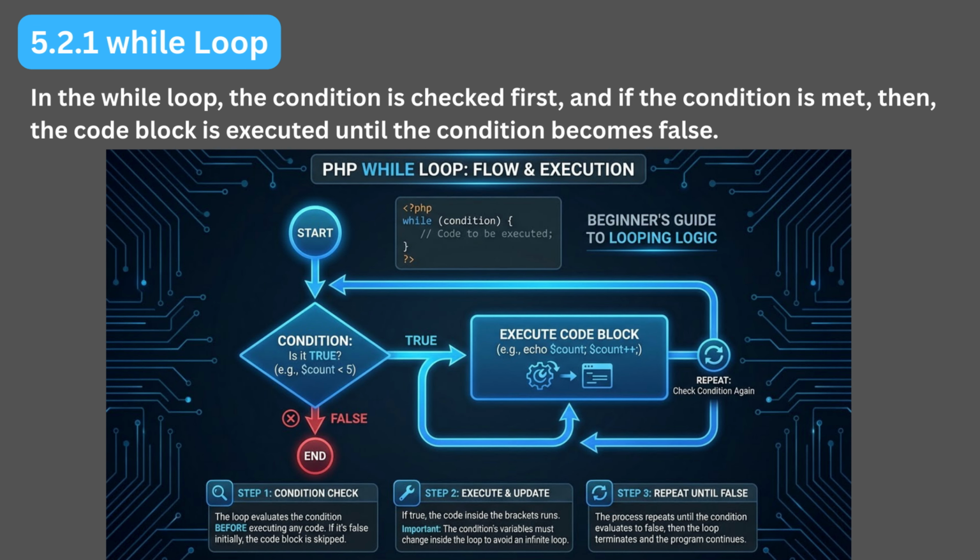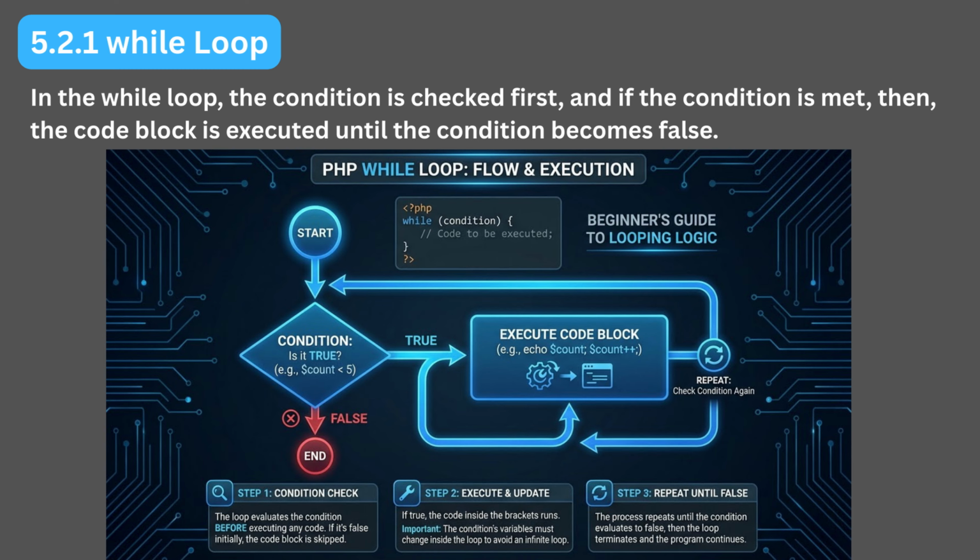Now let's continue our topic and move into the first type of loop in PHP, which is the while loop. The while loop is one of the simplest looping structures in PHP, and understanding it makes learning the other loops much easier. In a while loop, PHP checks the given condition before executing any code inside the loop. This means the loop will only start running if the condition is true right from the beginning.